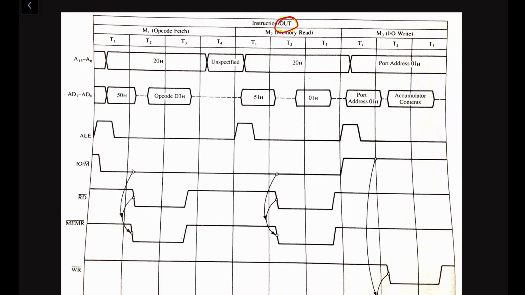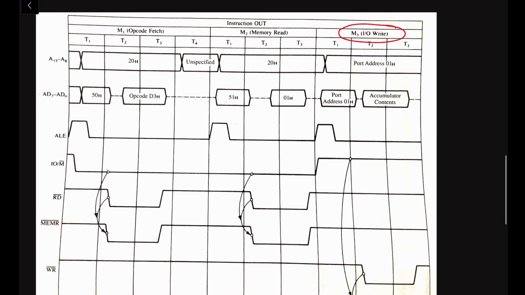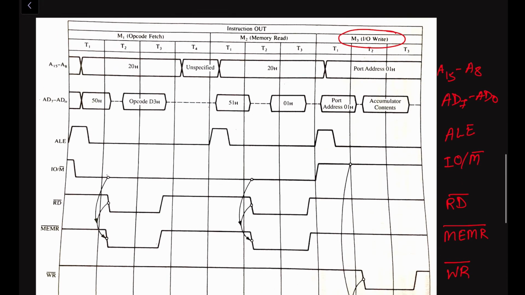So this is the OUT instruction here, and we have 3 machine cycles. One is the opcode fetch, then memory read, and input output write. We have already learned about the opcode fetch and the memory read. In this video we will be concerned with the input output write operation. So let me write down on the right hand side about this port. Now let us understand one by one.